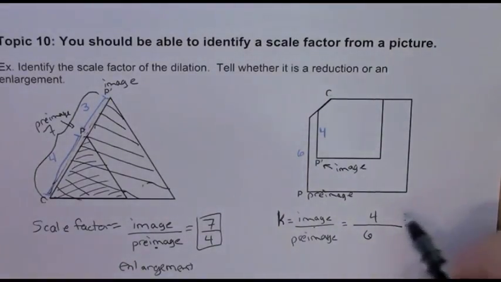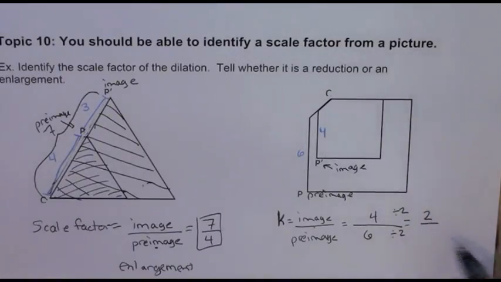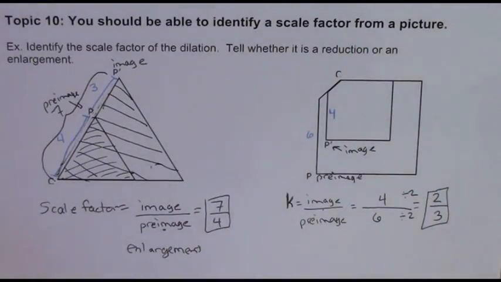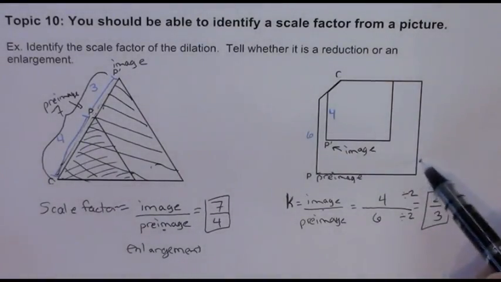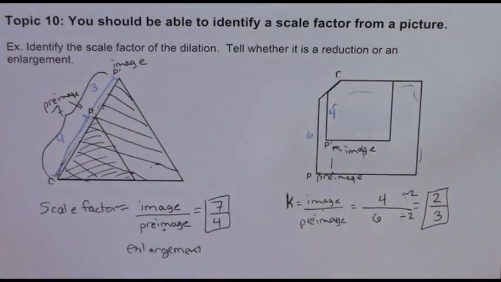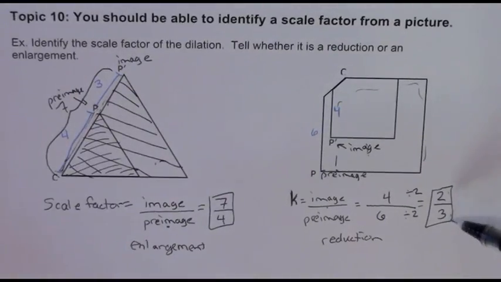4 over 6, those are both divisible by 2. 4 divided by 2 is 2. 6 divided by 2 is 3. So the scale factor is 2/3. You've got a couple of choices here. You can either look at the scale factor or you can look at the picture to tell whether it's a reduction or an enlargement. So to get from our pre-image, the outside shape, to the image, the inside shape, did it get larger or smaller? It got smaller, which is a reduction. You can also tell because our K value of 2 over 3 is less than 1.